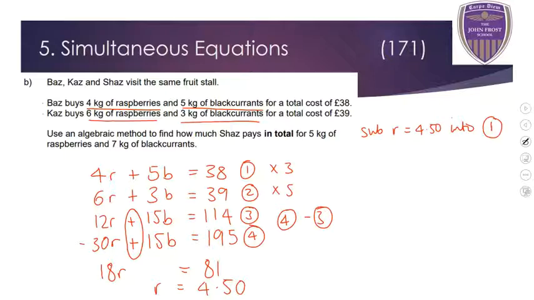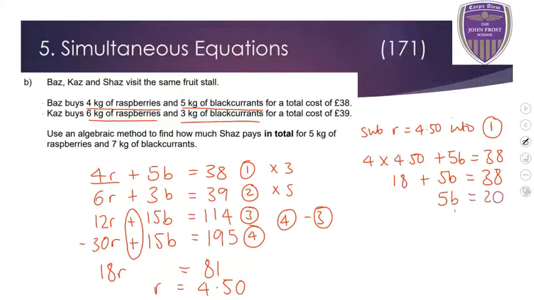So instead of writing 4R, we know that means 4 times R, so 4 times 4.50. Everything else in that first equation is the same now, so plus 5B equals 38. So 4 times 4.50 is 18, so this is 18 plus 5B equals 38. Take the 18 away then, so 5B equals 20, B must equal 4.